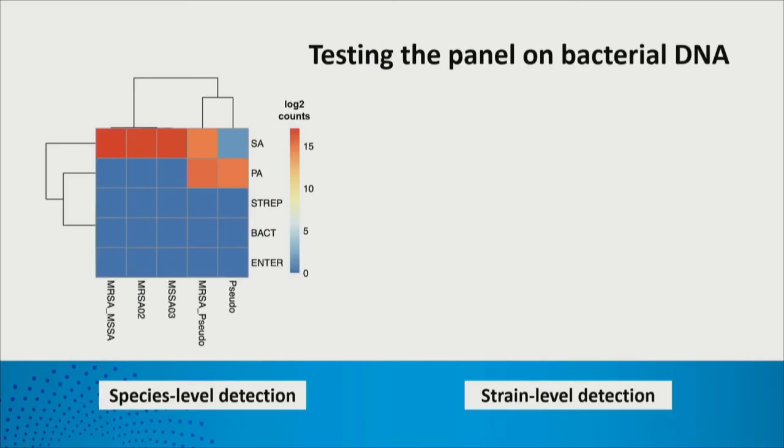So here's testing the panel on bacterial DNA. We had either pure bacterial DNA, single strains or mixtures of strains, and this is showing the heat map of species level detection. The readout is log two read counts, and you can see the red is higher counts and blue is lower counts. So essentially we're detecting what we expect to detect based on our input. Columns here are the samples, and the rows are the species read counts.